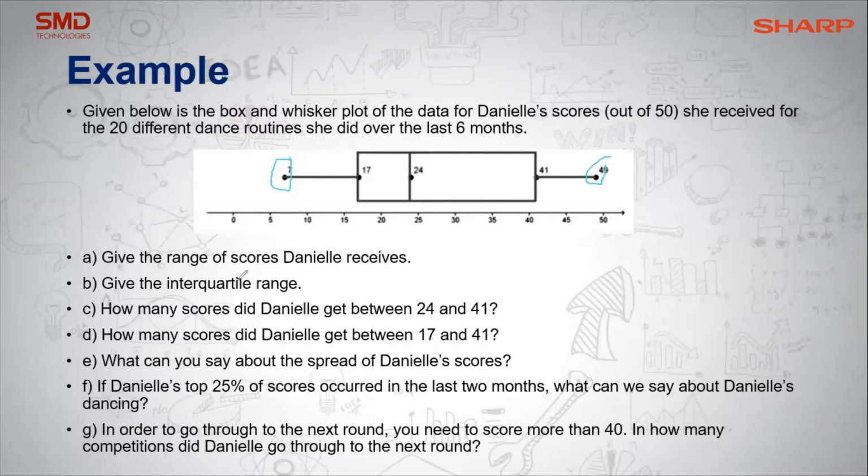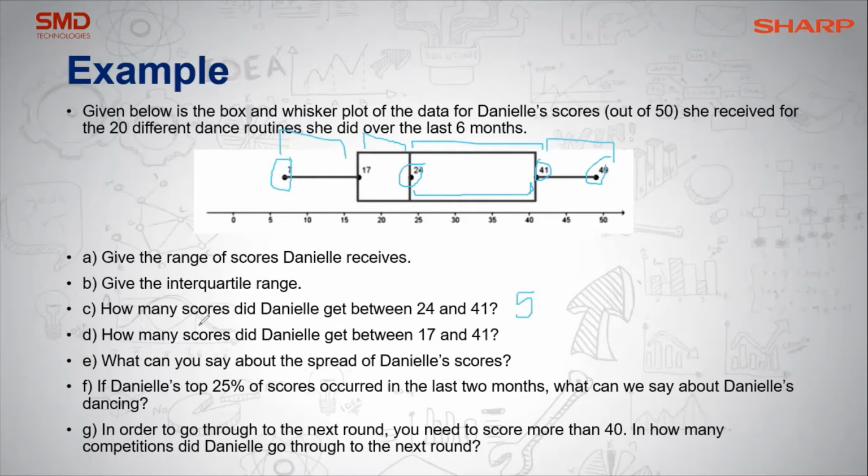Okay. The next one is give our interquartile range, which we haven't discussed yet. So I'm just going to skip that question. We can come back to it in a little bit. The next question says, how many scores did Danielle get between 24 and 41? So here we can see that this is 1 quarter of the data, right? Because each of these parts represent 1 quarter of the data. So 1 quarter of 20 is 5. So there are 5 scores between 24 and 41.